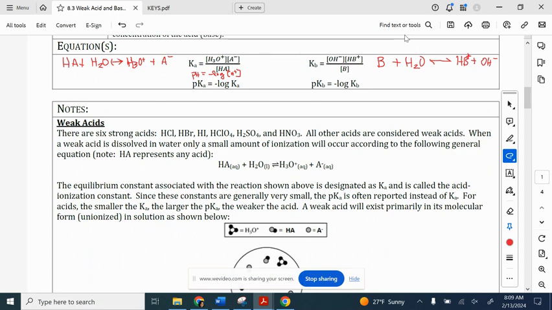All right. So we know that there are 6 strong acids. Some people also have a 7th, so just be aware that that is also oftentimes considered a strong acid. If it's not in this list, it's a weak acid. So if it's an acid and it's not in that list, it's weak.